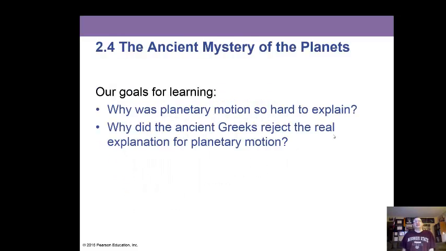Ancient mystery of the planets. We're going to look at why planetary motion early on was so hard to explain, and why the ancient Greeks rejected the real explanation for planetary motion.